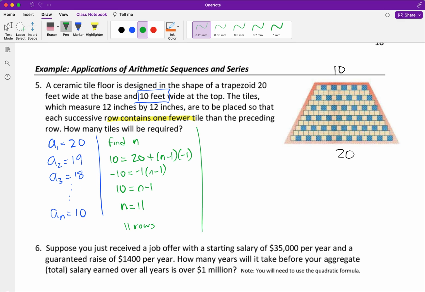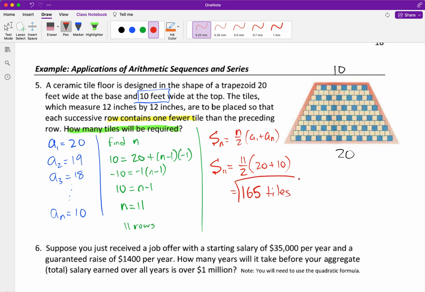Okay? So now we can actually answer the question, how many tiles will be required? Which means I need to find the sum of the first 11 rows. And we know, based on our little formula that we've been working with here, that that's just this. So the sum of the first 11 is going to be 11 over 2. And then our first term was 20 because there were 20 in the first row, and there are 10 in the last row. If we plug that into the calculator, we're going to get that there are 165 tiles that are needed.